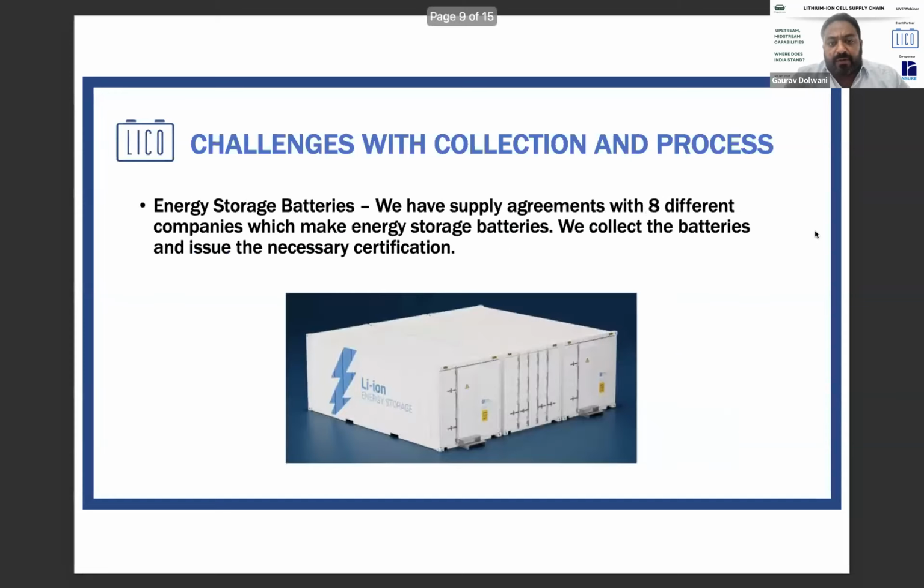So the second point of where we could get our raw material from is energy storage batteries, things like power grids, solar grids, backups. They all use energy storage, mobile phone towers. So we have, LICO has agreements with 8 different companies which make energy storage batteries at the moment. We collect their batteries and issue the necessary certification, which is EPR compliance, as per the new battery waste management rules that were released last year for recycling.